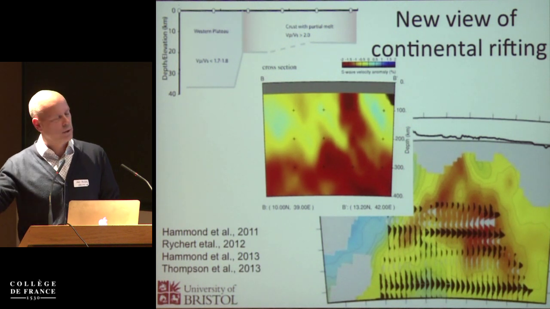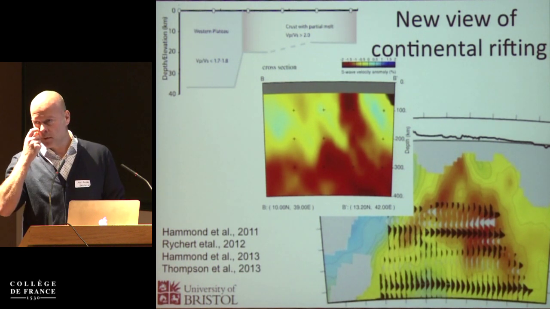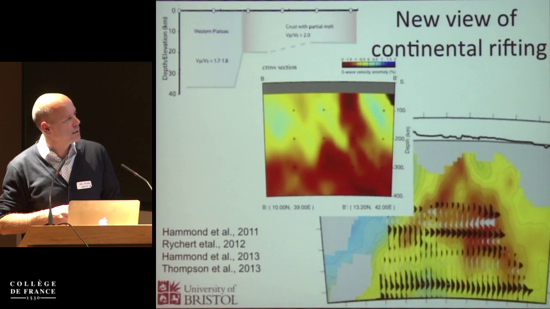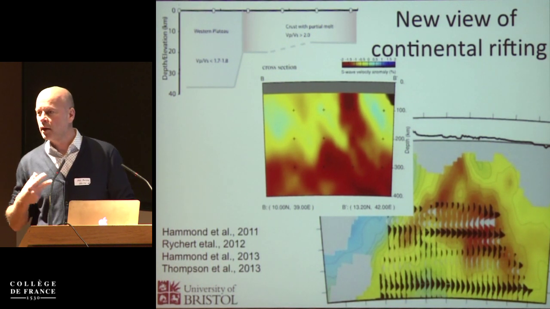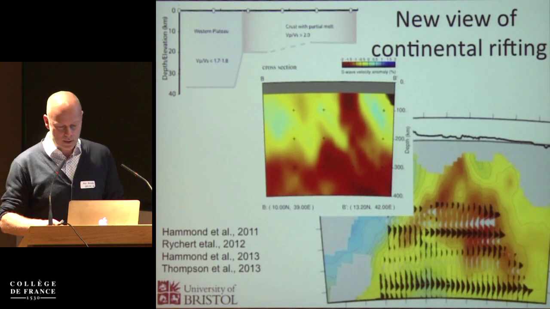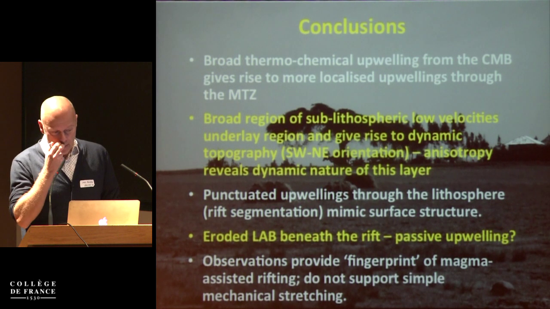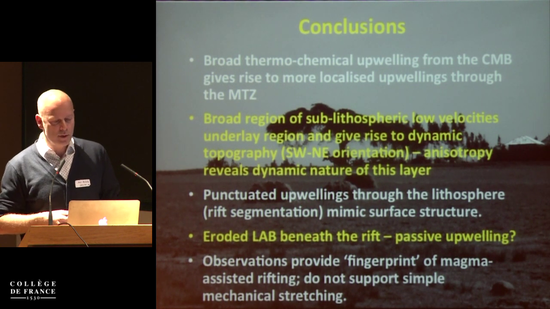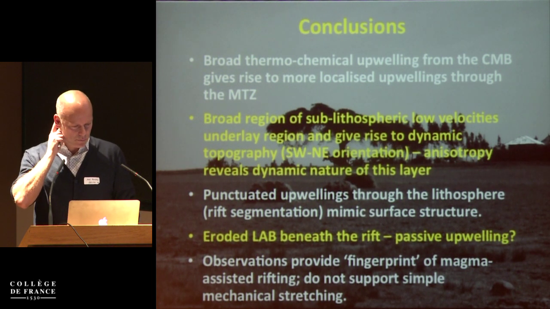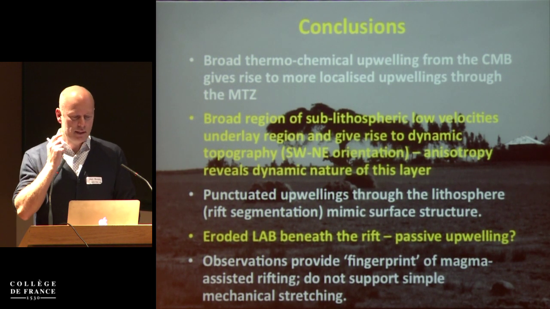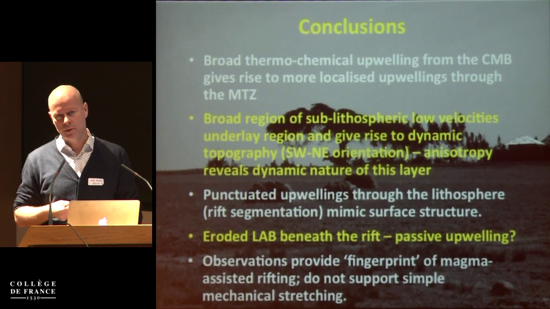There's no single plume coming up through this area, and we've got these punctuated upwellings that are coming through probably at pre-existing weaknesses. And then we've got a mantle transition zone that is not showing any obvious signature of a classic plume. So in conclusion, what we're looking at here is a broad thermochemical upwelling that originates at the core mantle boundary, these so-called large low-velocity shear provinces. And these give rise to perhaps more localized upwellings that come through the mantle transition zone.